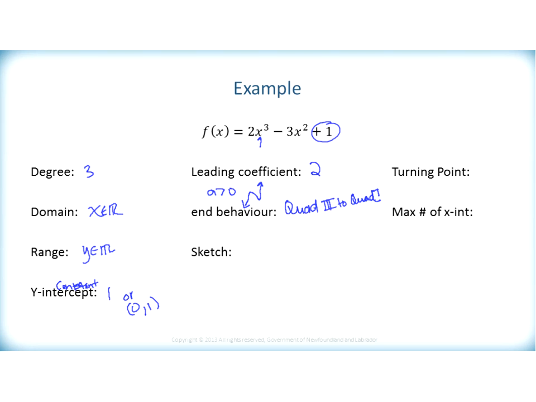A little sketch, it would look something like, we have to have a y-intercept of 1, maybe something like this. The turning points, of course, the maximum number of turning points will be 3, rather 2. The maximum will be 2 turning points. There could be 0 turning points or 2 turning points. The maximum number of x-intercepts would be 3.